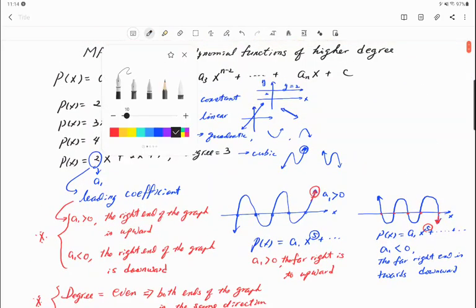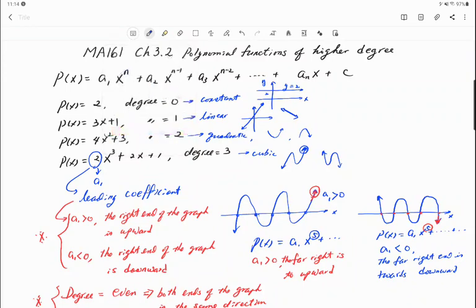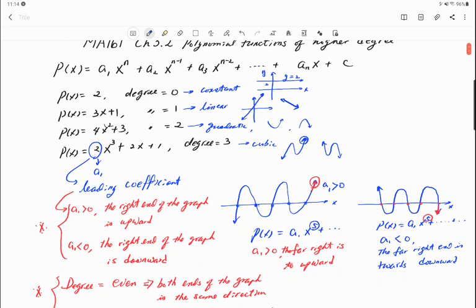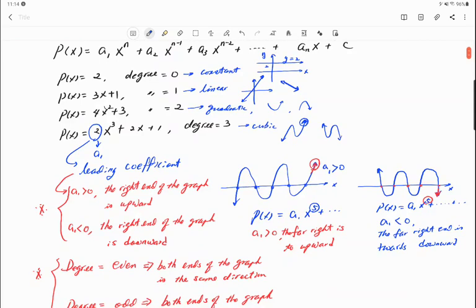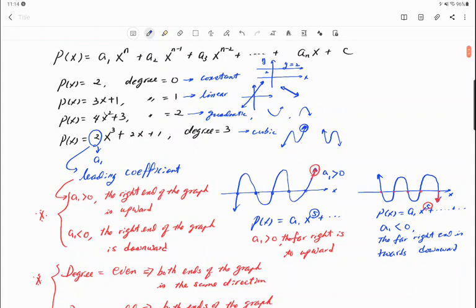So as you see, this is linear, right? If the slope, the a1, is positive, then the right end is up. If the slope is negative, that means the leading coefficient is negative, then the right end goes down. Okay, for quadratic, same thing. Let's look at the degree. If the degree is 1, that means linear. So look at the direction of both ends. The right end is going down, the left end is going up, right? So the directions are different.